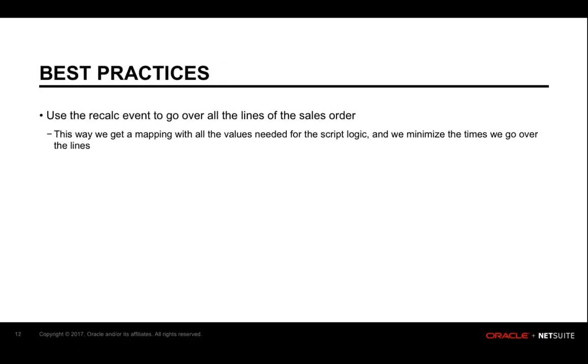So now I would like to talk about some best practices for writing and using Scriptable cart. We recommend to use the recalc event to go over all the lines in the sales order. The recalc event executes only once after a change in the shopping cart. However, other events like field change may trigger much more times. This way, we get a mapping with all the values needed for the script logic, and we minimize the times we go over all the lines.